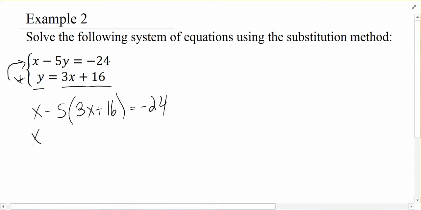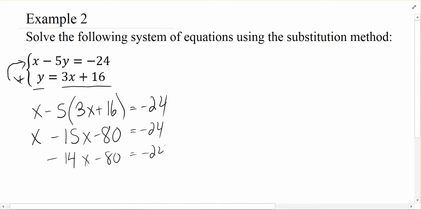We can solve it. We can distribute the 5 to get negative 15x minus 80 is negative 24. We can combine like terms. Now if we add 80 to the other side, we'll have a positive 80 minus 24 is 56. And so negative 14x equals that. And then if we divide by negative 14, we get x equals negative 4.